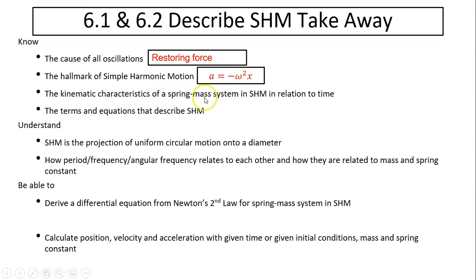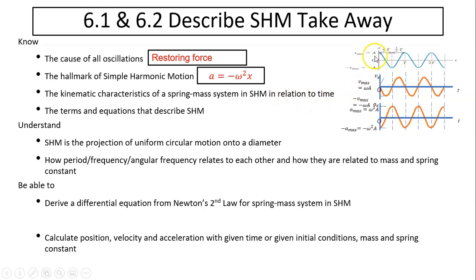Kinematic characteristics of a spring-mass system in simple harmonic motion in relation to time. This one says when x is maximum, a_x is minimum, most negative, and v equals 0. When x equals 0, v is either maximum negative or maximum positive, and a is 0.